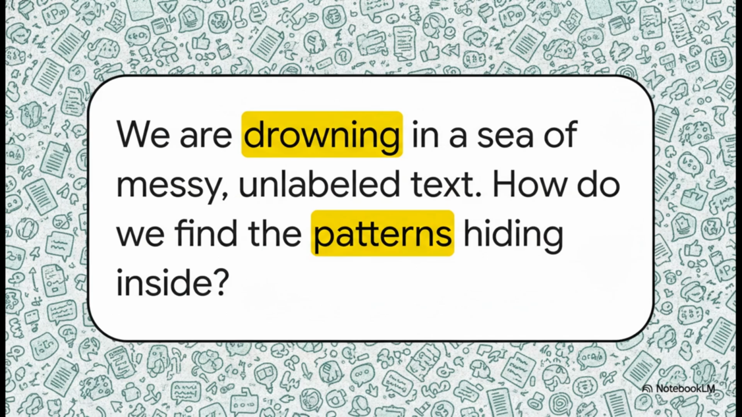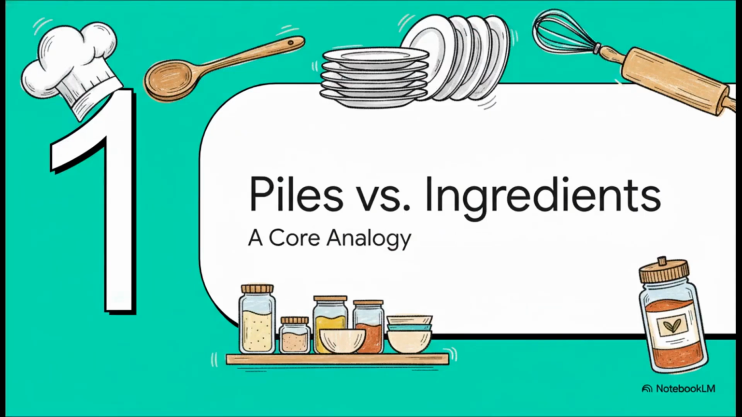But luckily, we've got two pretty powerful tools to build ourselves a life raft: text clustering and topic modeling. Now, for years, these two were seen as totally separate things, but as you're about to see, those lines are getting really blurry. So let's unpack what they are, how they've evolved, and most importantly, which one you should actually be using today. Okay, to really wrap our heads around this, we need a simple but super powerful analogy that's going to guide us through this whole thing.